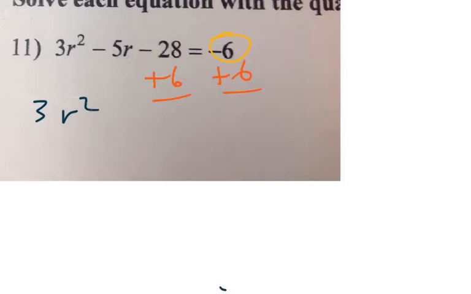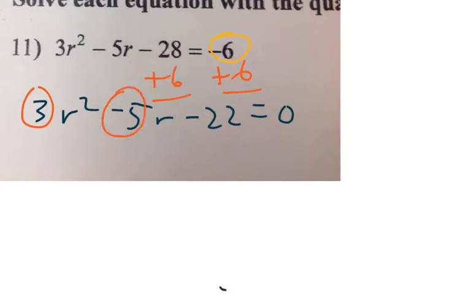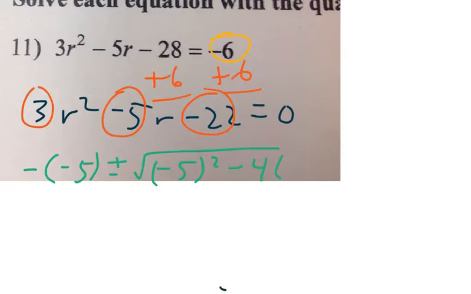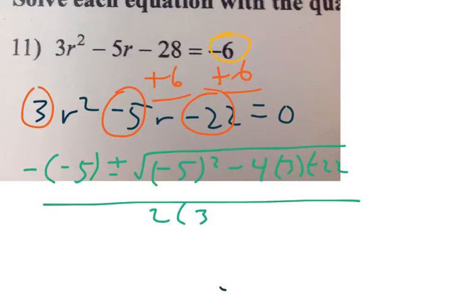So let's see what we got here. 3r squared minus 5r minus 22 equals 0. Now I know my a is 3, my b is -5, my c is -22. Let's go ahead and use the quadratic formula here. I'm going to do the negative of b, plus or minus the square root of b squared minus 4 times a times c, all over 2 times a.